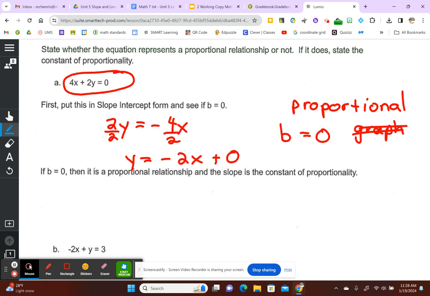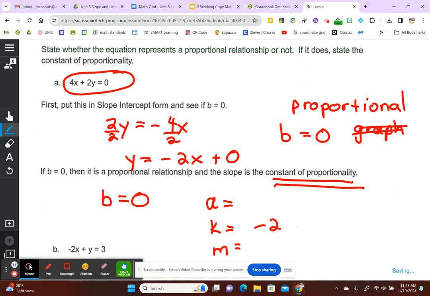Okay? And since b equals 0, if I was going to ask you what's the constant of proportionality, you would tell me the constant of proportionality, which is sometimes a, sometimes k, and in this case m, the constant of proportionality is negative 2. Okay.